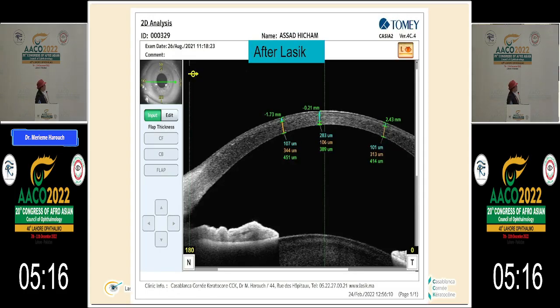We can also use the OCT after LASIK, and we have the flap. We can measure the thickness of the flap. So it's very regular, about 100 microns, and we have no problem on the OCT slide.